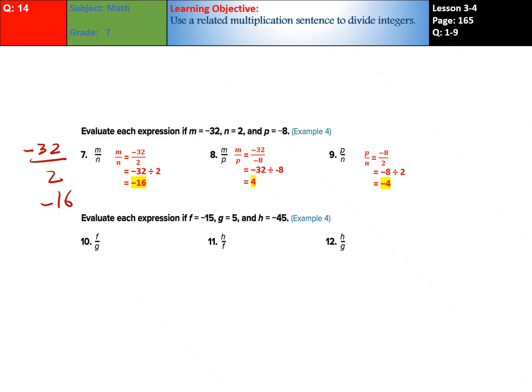Here f is -15 and g is 5. -15 over 5 will give you -3. H is -45. -45 divided by -15. Both of them are negative, so it will be +3. H over g, -45 over 5. 5 9 times is 45, so the answer is -9.